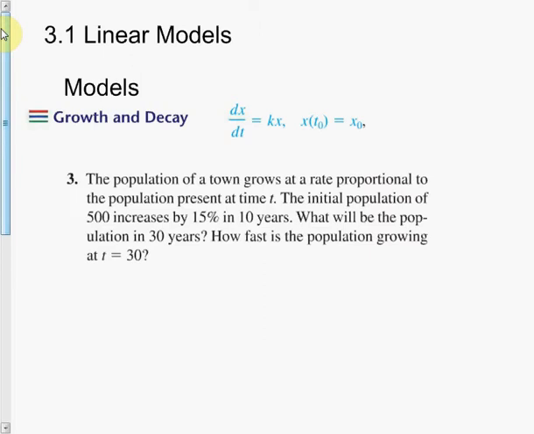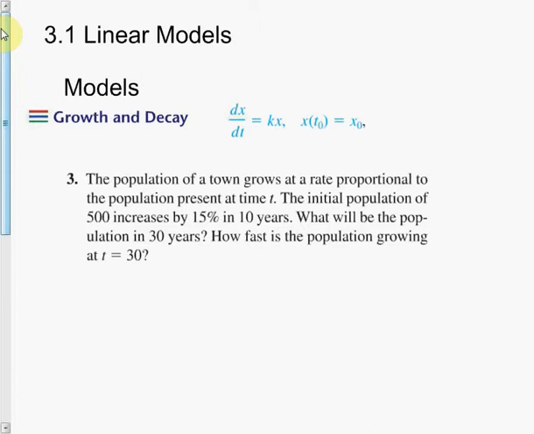Linear models, chapter 3, section 1. There are several models here that we'll talk about. Let me begin with this one, and then we'll move on.